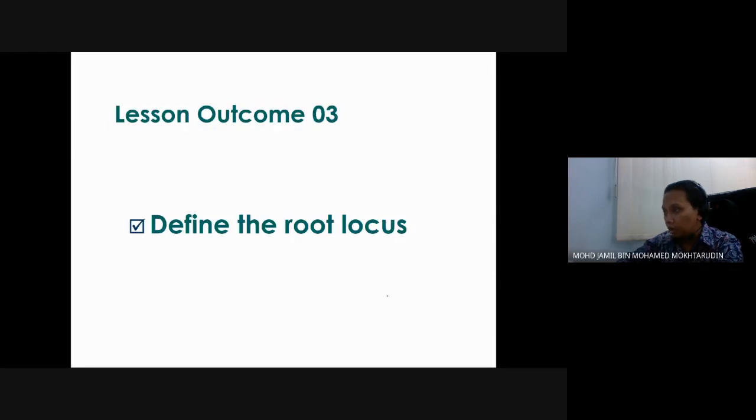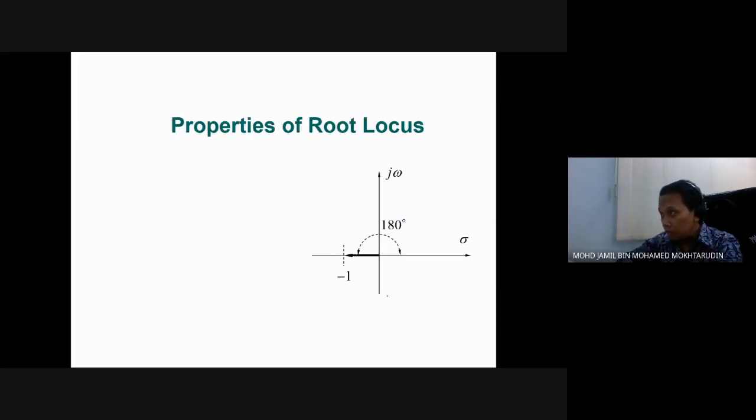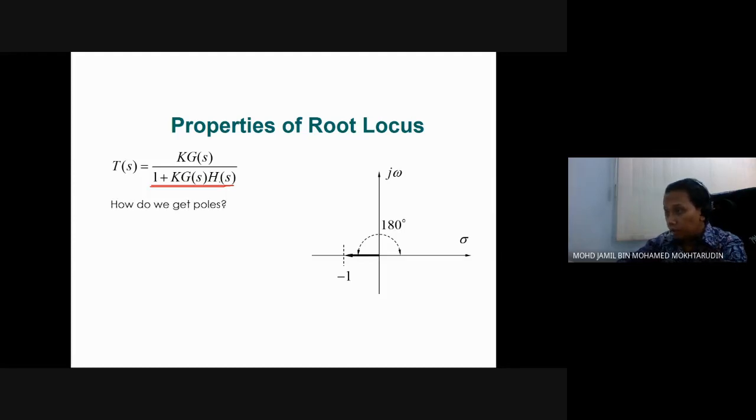Okay, that's the definition of the root locus. Now we'll look at the properties of the root locus. For the first property, we need to look at the closed loop transfer function first. From the closed loop transfer function, we know that the denominator must equal 0 to find the poles. Rearrange, then you get KGH equals -1.